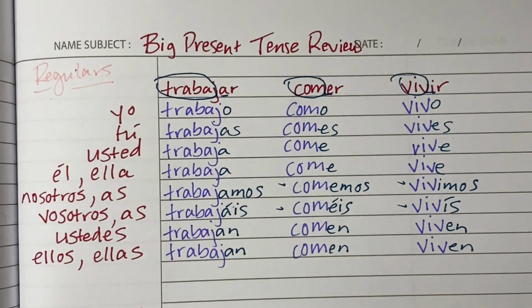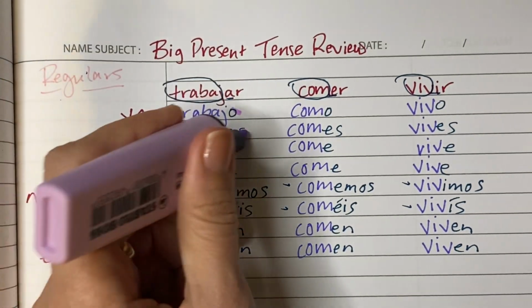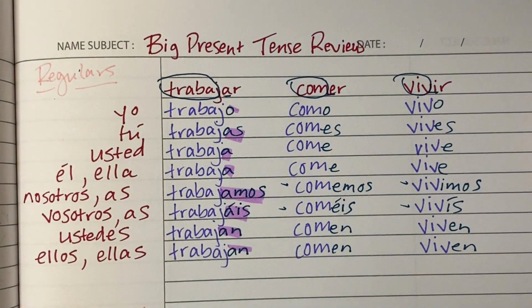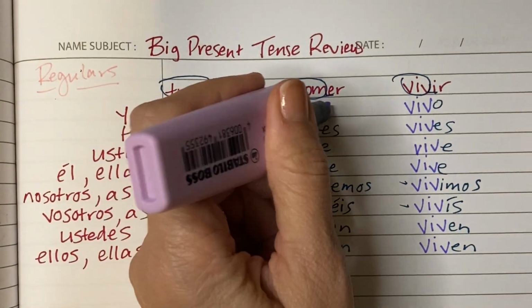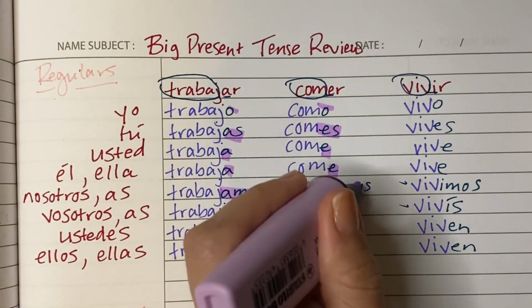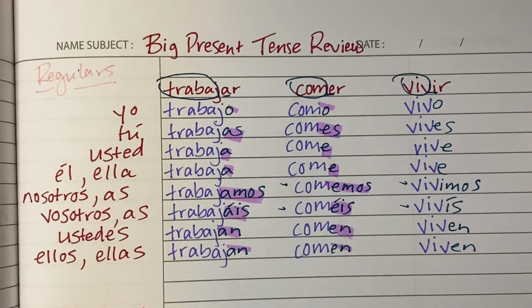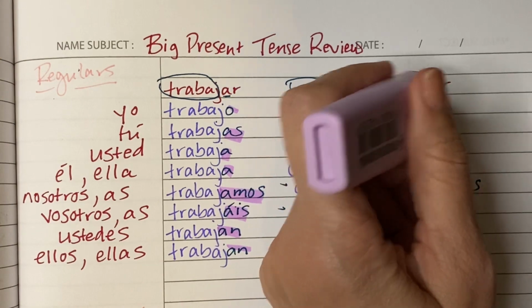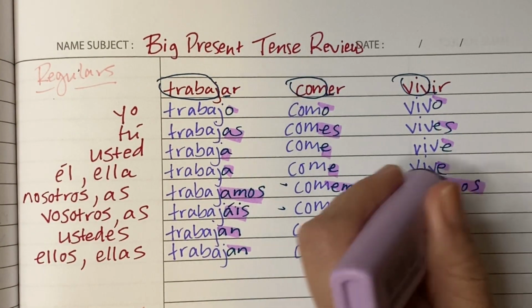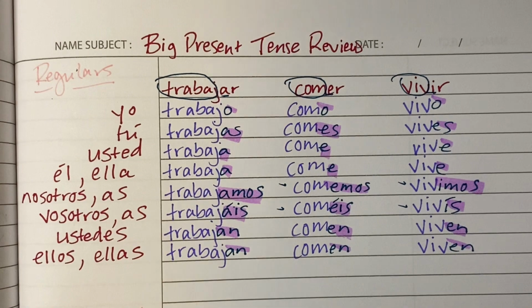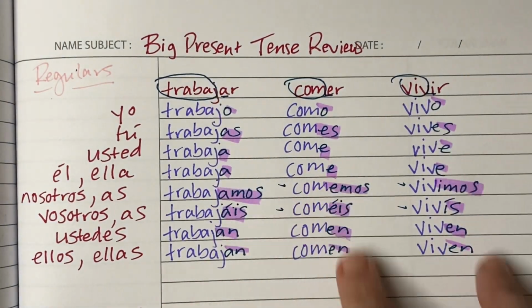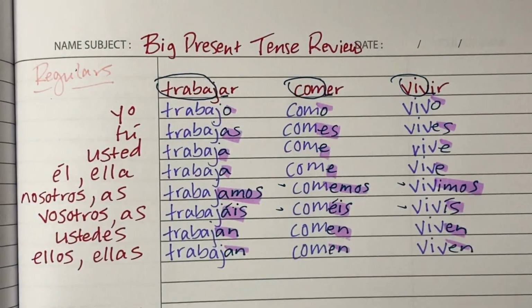You take off the AR and you add the AR ending. So o, as, a, amos, áis, an. Or you take off the ER and add the ER endings. O, es, e, emos, éis, en. Or you take off the IR and add the IR endings, which are very similar to the ER endings. O, es, e, imos, ís, en. So any regular verb in Spanish in the present tense will follow that pattern. You take off the AR, ER, IR, and you add whatever ending you want for whoever you're talking about.